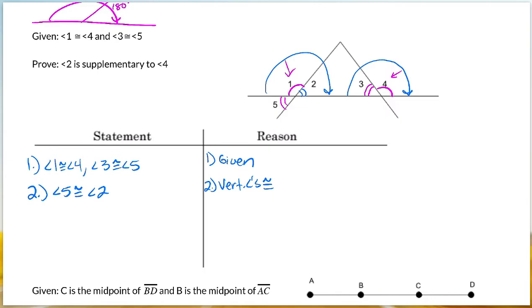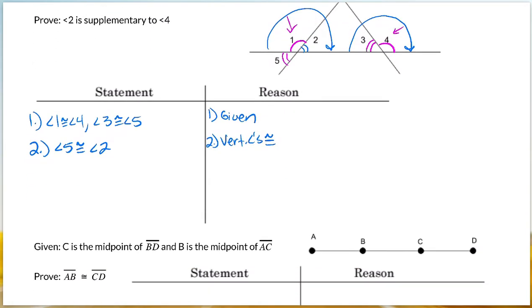And since I am going to do some of the math route here, I am going to convert all of these to being the measure. The measure of angle 1 is equal to the measure of angle 4. The measure of 3 is equal to the measure of 5. The measure of 5 is equal to the measure of 2. All of these would be the definition of congruent angles, because we were taking them from congruent to equality.